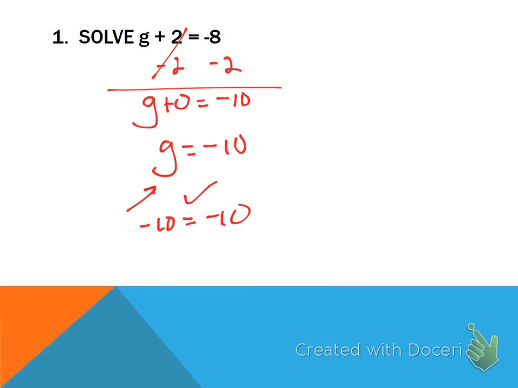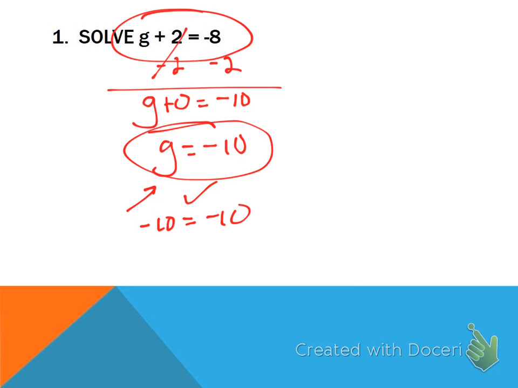So, since this is an equivalent equation to that, I should be able to plug in negative 10 for g and make this a true sentence also. And it turns out that's absolutely true. Okay?